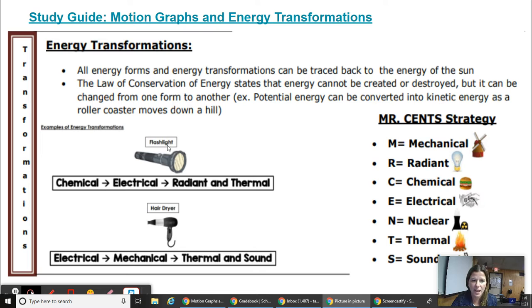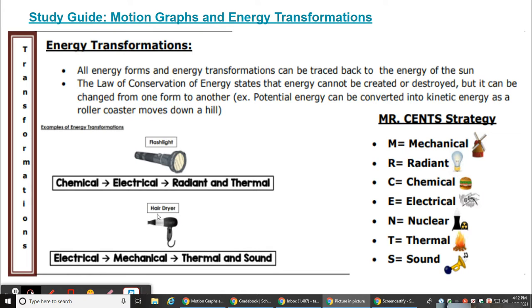So if we have a flashlight, the energy would be chemical because there are batteries involved inside the flashlight. So chemical is a type of energy. You find it in food, batteries, it's stored energy. Well, that battery, that chemical energy is transferred into electrical energy. And then the electrical energy is transformed into radiant energy, the light that we get from the flashlight, and then eventually thermal energy, heat.